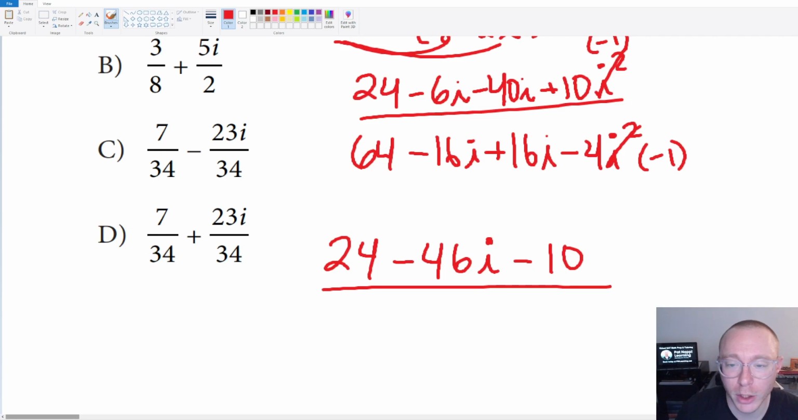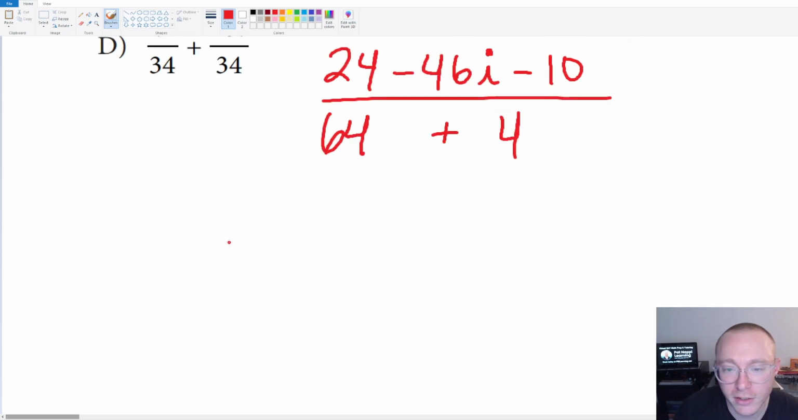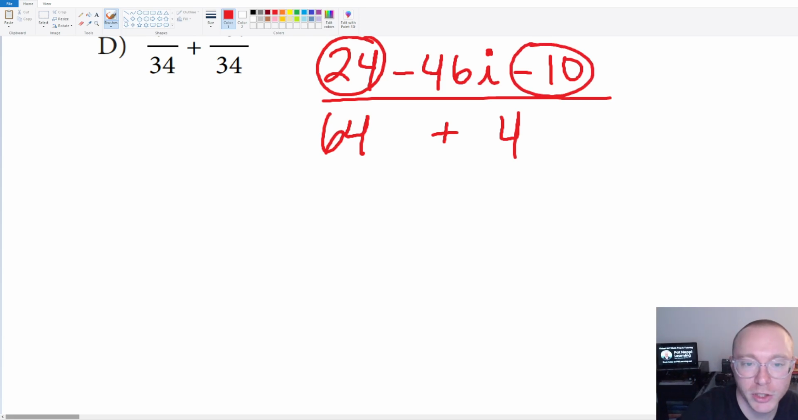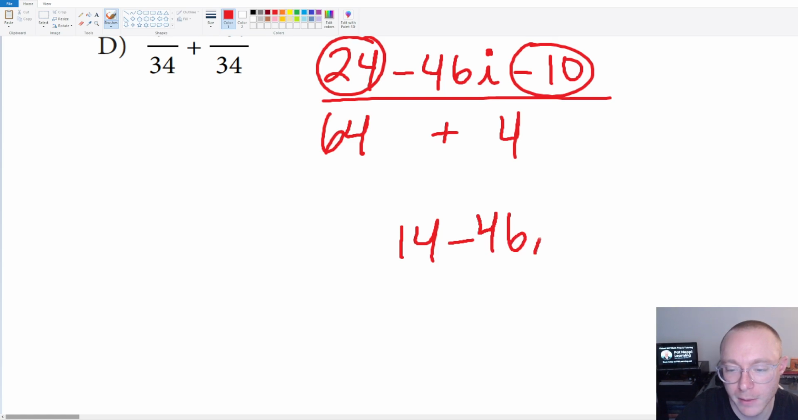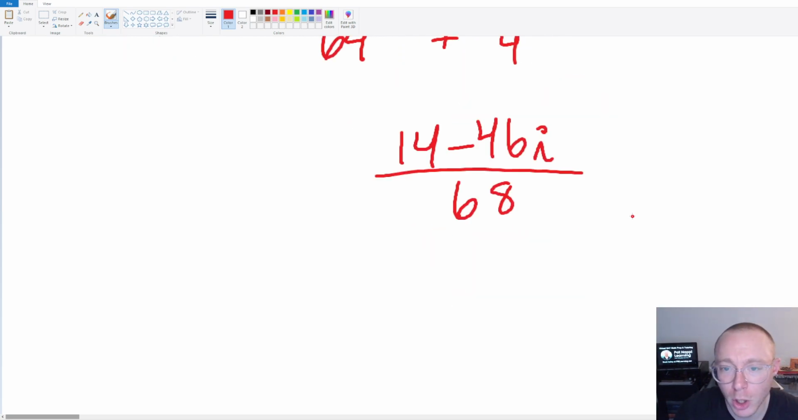In the denominator, we're going to go ahead and get 64. We're going to get the -16i and the plus 16i to cancel out. And we're going to get -4 times -1, which is +4. And now we're going to get just a single number in the denominator, right? We're going to get 24 minus 10, which ends up being 14 minus 46i, over 64 plus 4, which is 68. And then we're going to take this fraction apart.